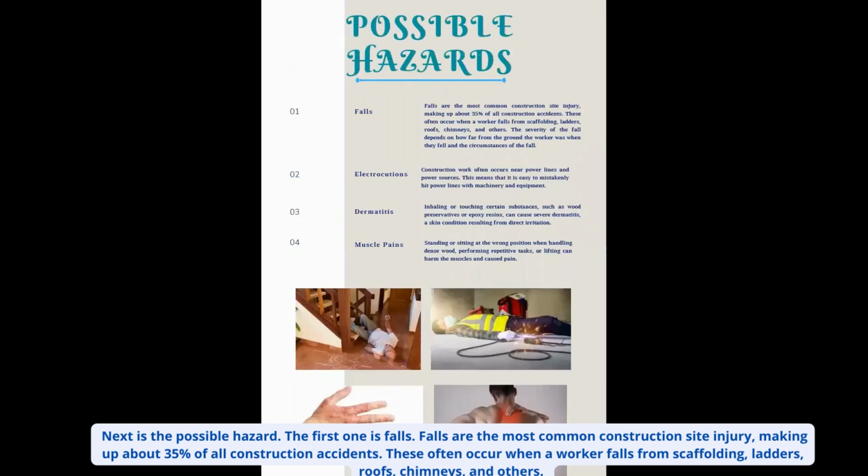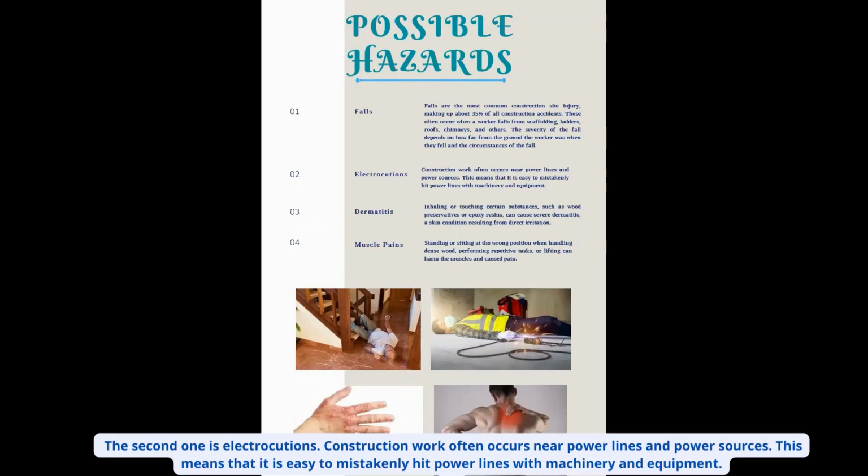Next is possible hazards. The first one is fall. Falls are the most common construction site injury, making up about 35% of all construction accidents. This often occurs when a worker falls from scaffolding, ladders, roofs, chimneys, and others. The second one is electrocution. Construction work often occurs near power lines and power sources. This means that it's easy to mistakenly hit a power line with machinery and equipment.